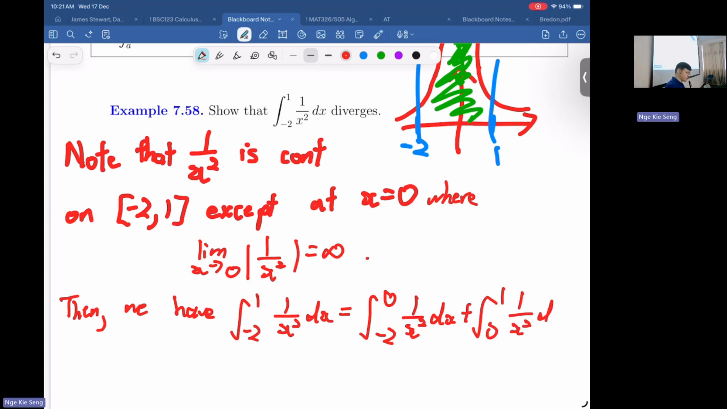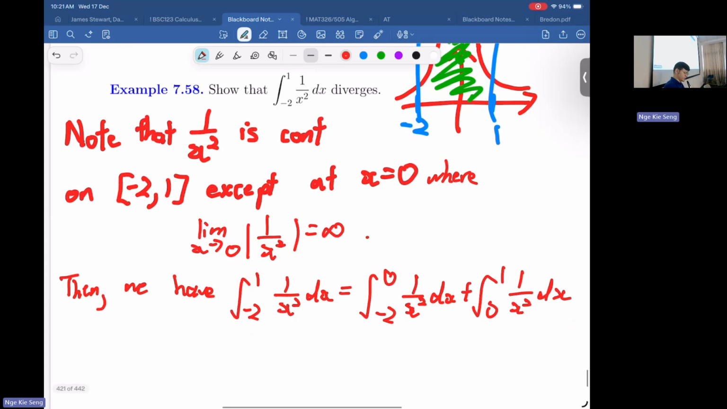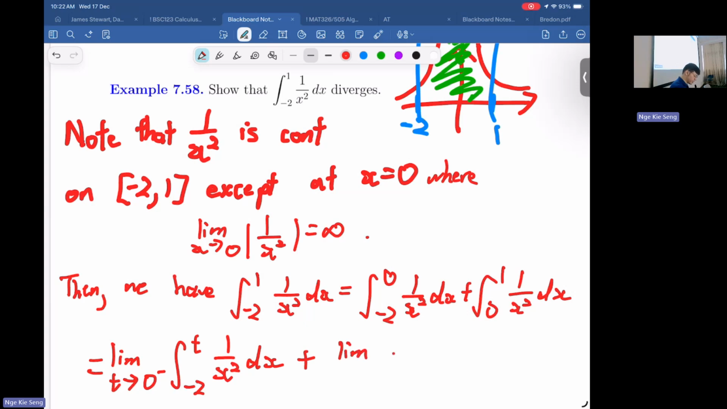Then how do we compute this improper integral? It will be kind of one-sided integration from 0, one from the left, one from the right. Then we use what we know from last time. Because at 0 it shoots to infinity, we take the limit as t goes to 0 from the left of the definite integral from minus 1 to t of 1 over x squared dx. And for the other one, you take the definite integral from t to 2 instead, and take t to 0 as well, but from the positive side.